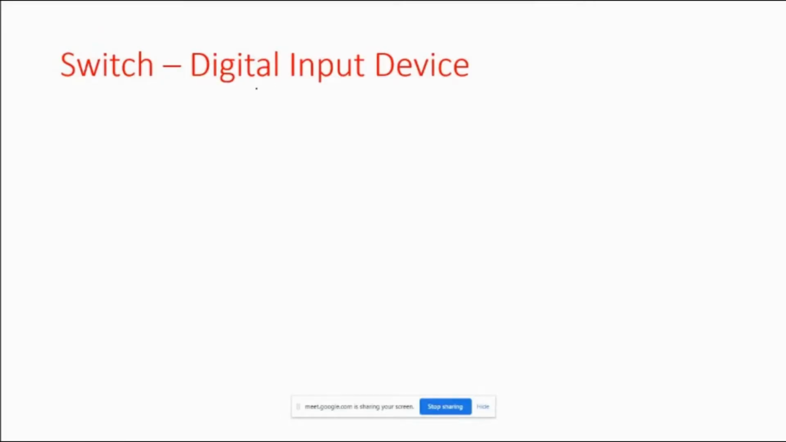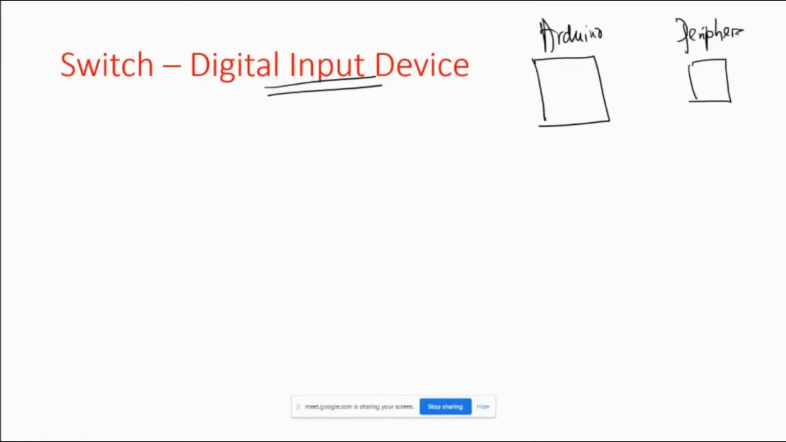Today's topic is about digital input. Digital input means this is Arduino, and this is a peripheral device. Peripheral device means something which is connected external to the Arduino board. Now, in this case, the peripheral device is supplying data to the Arduino. That is why we call this an input device.